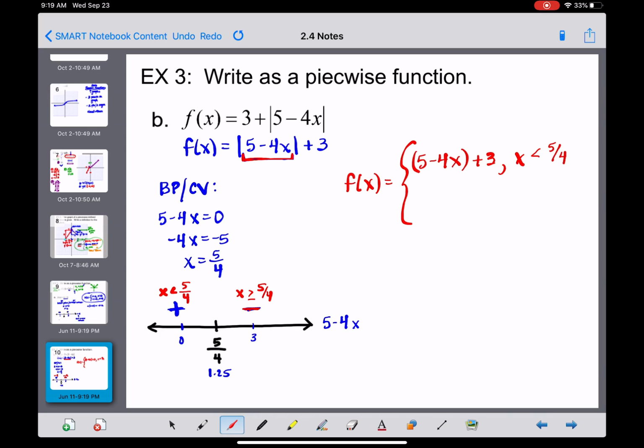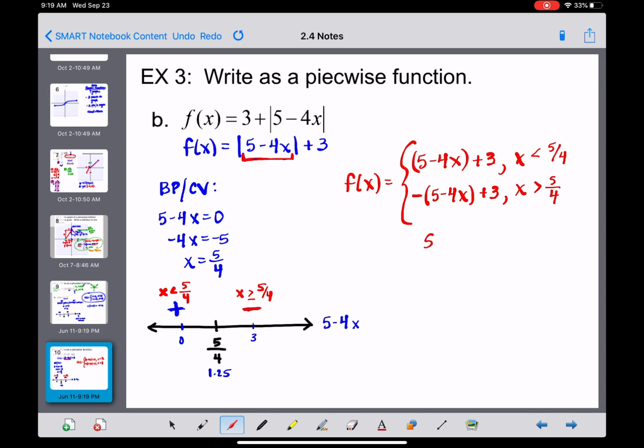Okay, for the negative side here, that means you're going to take the opposite of what was in the parentheses, or in the absolute value, excuse me. What is outside does not change, so it's still plus 3. And that's going to occur when the x values are greater than 5/4, because that's when we got the negative. The opposite here in front happened whenever we were greater than 5/4.